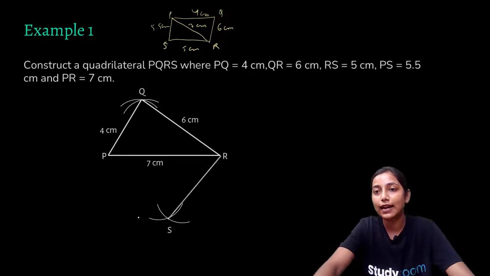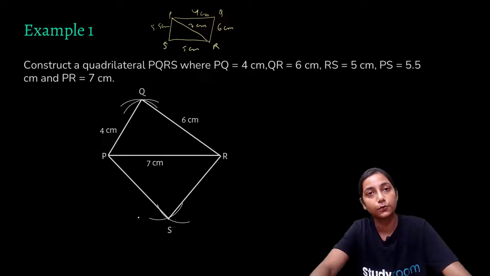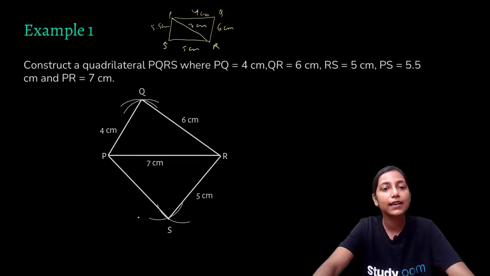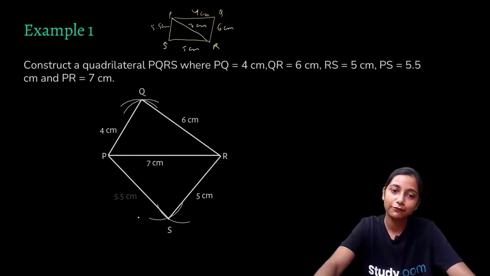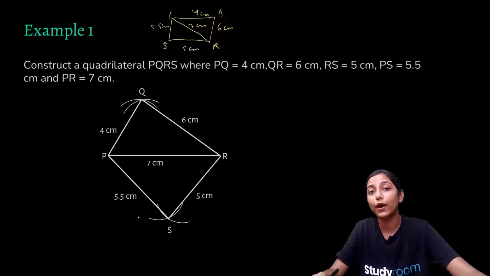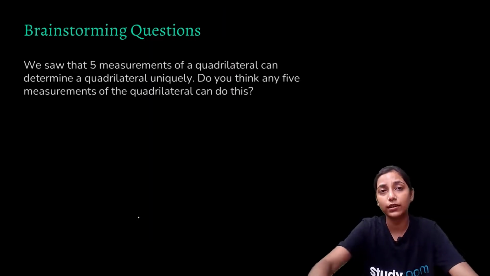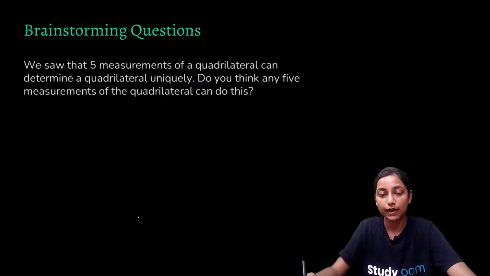We will join S with R and S with P. RS is given to us to be 5 centimeter and PS was given to be 5.5 centimeter. This is what the required quadrilateral PQRS looks like, and this is how we had constructed it. This will be more clear when we do one more example.